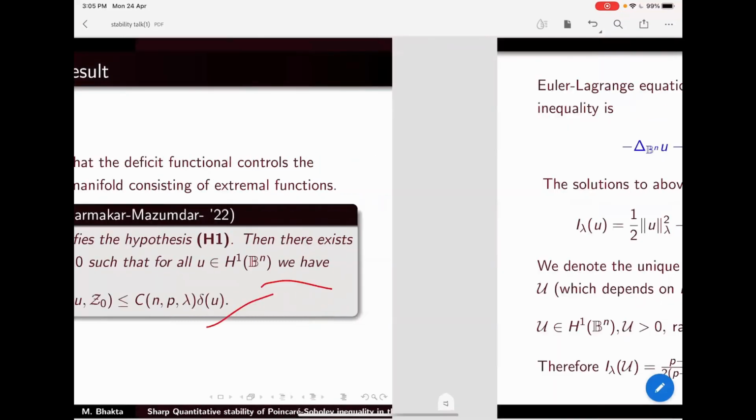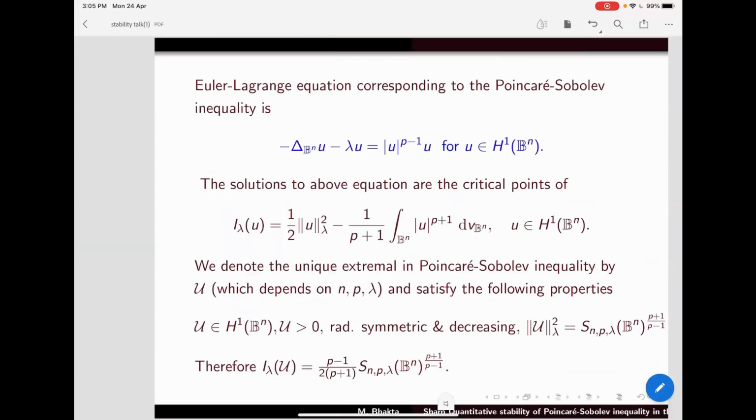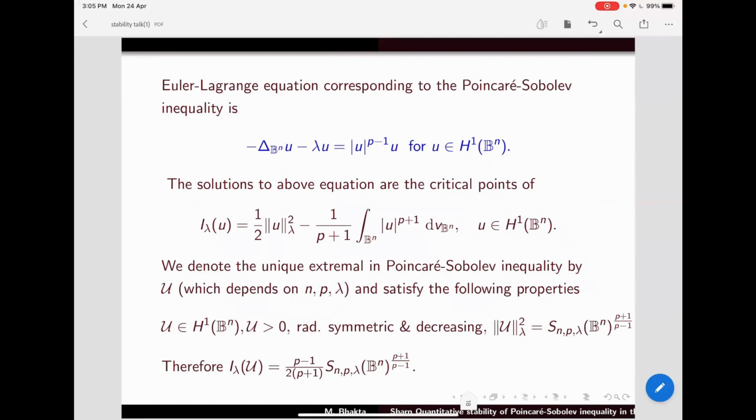Now we can talk about the Euler-Lagrange equation corresponding to the Poincare-Sobolev inequality. It will be of this form: minus Laplace_{B^n} u, where this is the Laplace-Beltrami operator on the hyperbolic space, minus lambda u equals |u| to the power p minus 1 times u, with u in H1(B^n). And we can define the corresponding energy functional. I_lambda(u) is the energy functional corresponding to this Poincare-Sobolev equation.